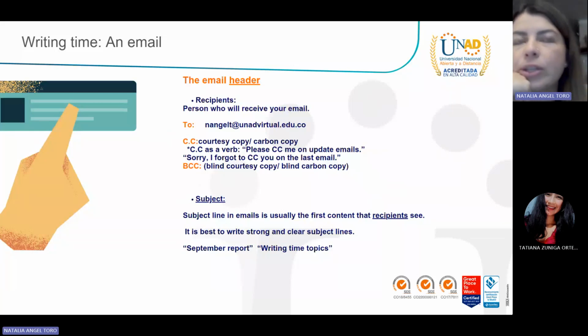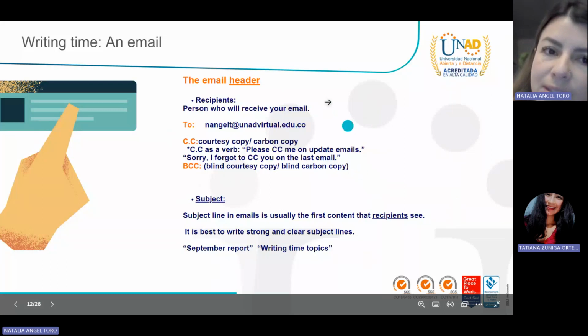Entonces, por ejemplo, yo le voy a enviar copia a la rectora y te digo a ti, te voy a copiar en oculto lo que le envié para que tú estés enterado, para que lo veas, pero pues la rectora no va a saber que tú lo recibiste. Entonces, coloco tu correo en BCC. So, those ones are recipients.